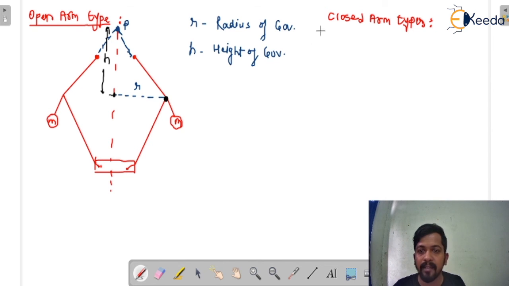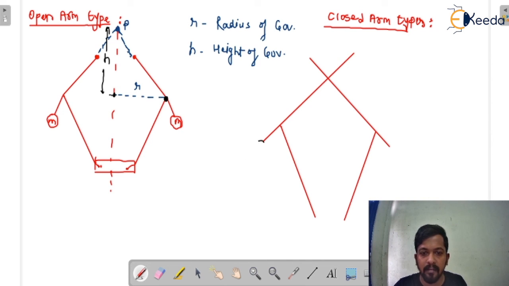Now in the closed arm type, we see fly balls on both sides of the arm, and this is a closed arm type. You can see here the arms are close to each other, and this is a pivot point P here for one arm, and this is the pivot point for another arm. So this is the point of intersection O. So here I'm going to write O is the point of intersection.